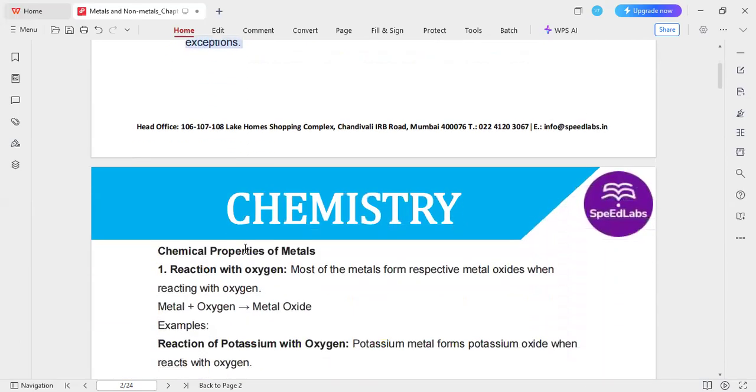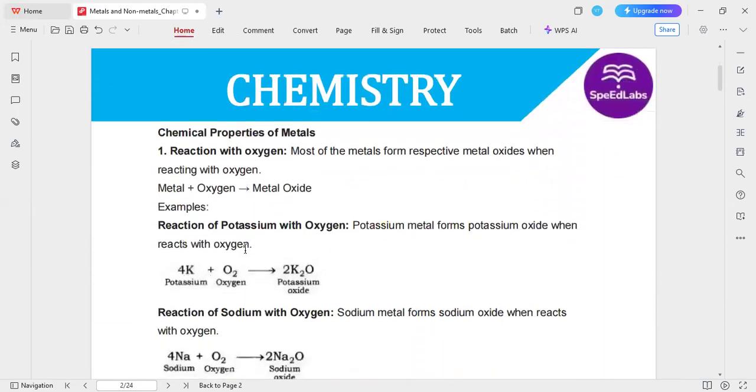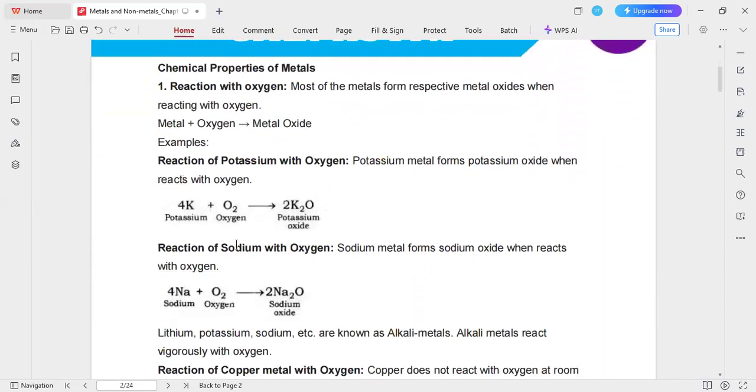Next, children, let's talk about the chemical properties, which are very, very important. First is reactions with oxygen. Most of the metals form respective metal oxides when they react with oxygen. So metal plus oxygen gives you what? Metal oxide. You can just note this one. Metal plus oxygen gives you metal oxide.